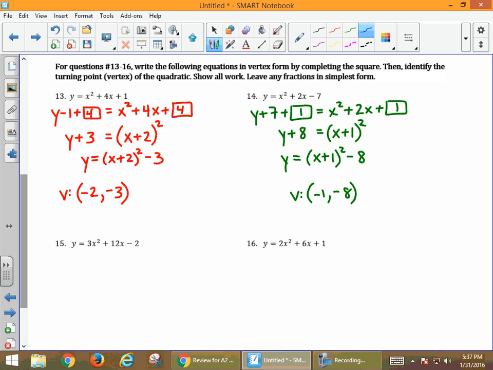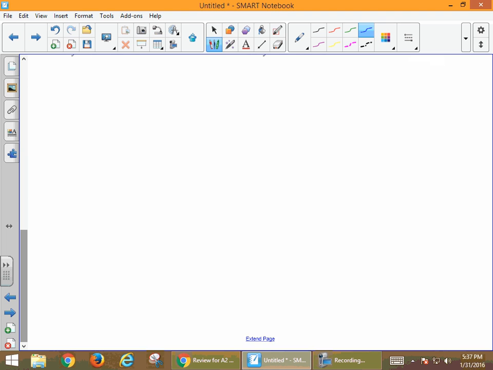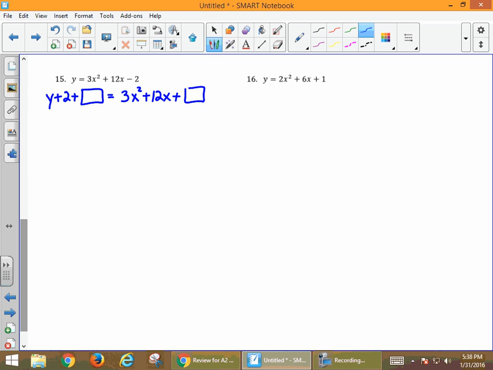Question 15. Clear the constant. Add 2 to both sides. Y plus 2 equals 3x squared plus 12x. Now this problem's a little different than 13 and 14 because I have a 3 in front of the x squared, so I'm actually going to factor the 3 out. y plus 2 plus the box equals 3 times x squared plus 4x.